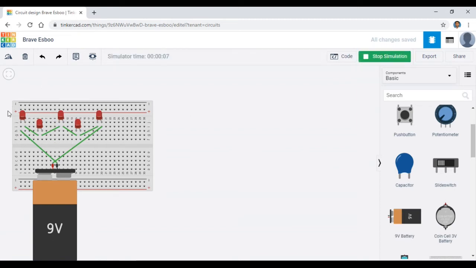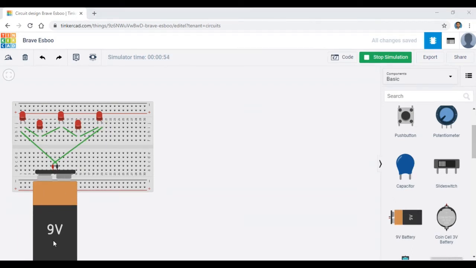Now actually the LEDs need only 1.5 volts minimum, 1.5 to 1.8 volts, maximum is 1.8 volts. So when we connect this 9 volt battery to a single LED, the LED will blast, because of the high voltage. Normally the LED needs 1.5 to 1.8 volts only. But here we are using 5 LEDs and a 9 volt battery, so the voltage is divided, and that's why no LED is burnt.